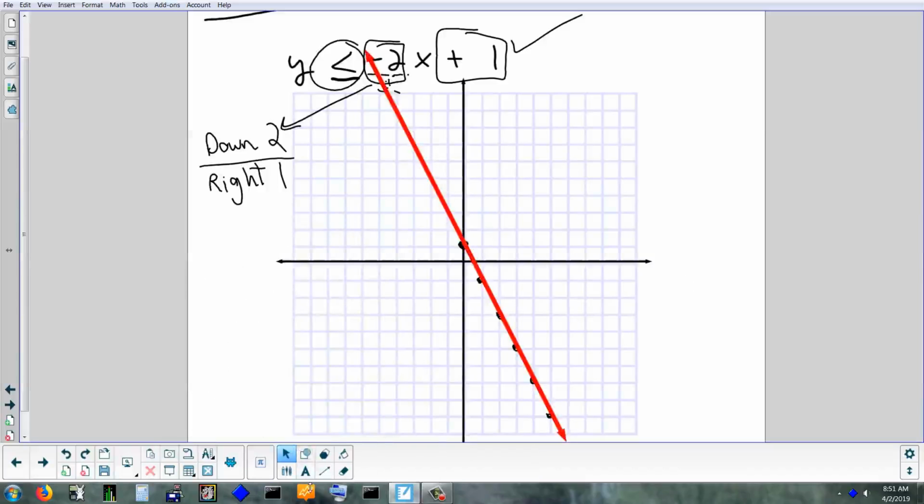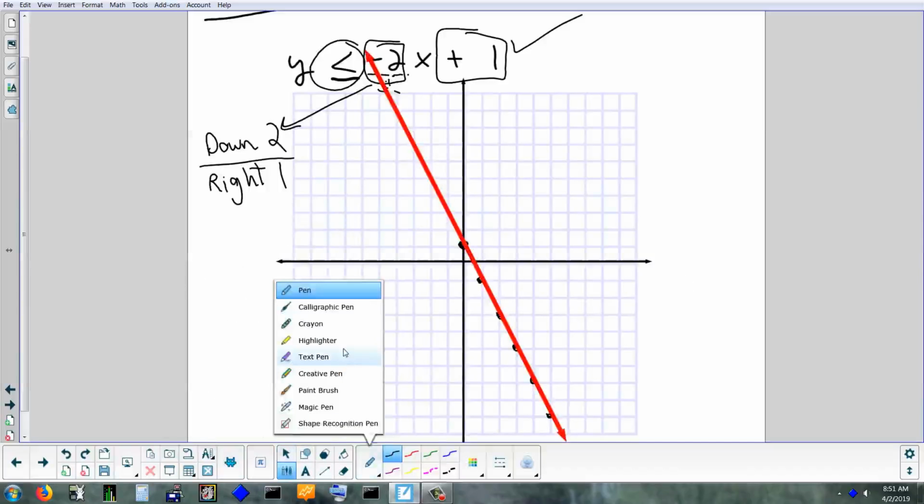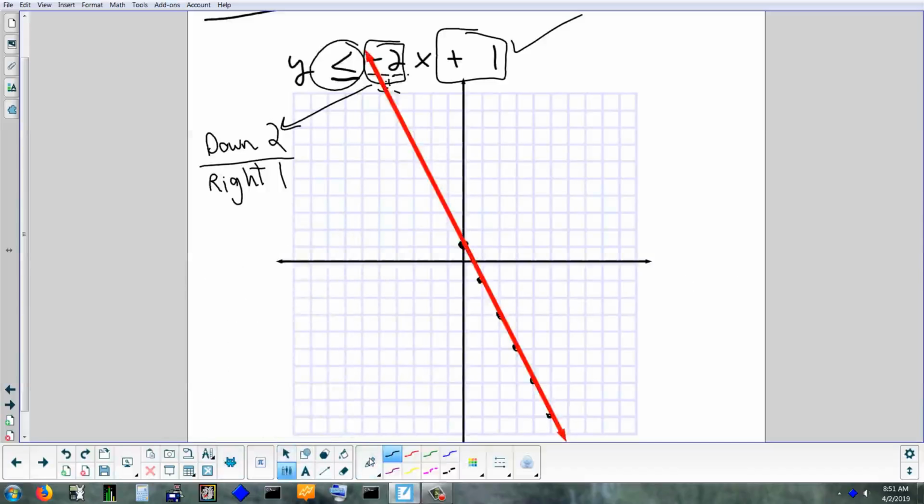All right. So Mr. Hager drew a solid red line. So that inequality sign tells us two things. First thing, what type of line we're going to draw. Second thing is what? Where we shade. All right. Donovan, for this one, where am I going to shade?